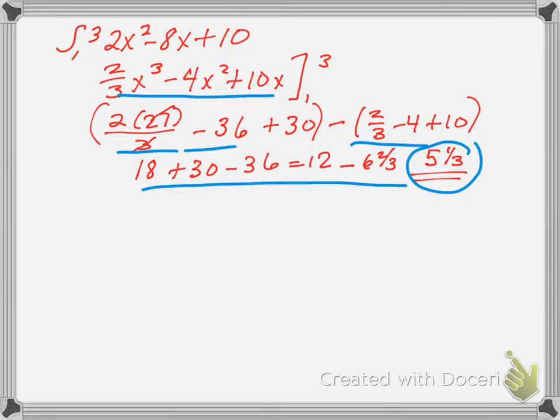So let's recap what you do. First, you have to figure out which one is on the top and which one is on the bottom. And it goes from a to b of the top function minus a to b of the bottom function.